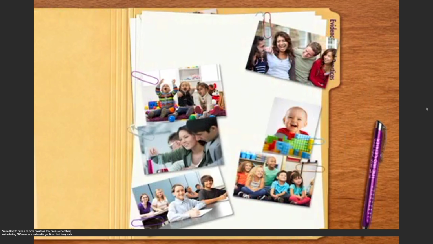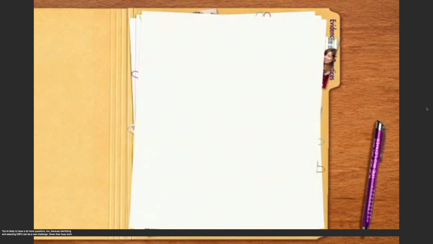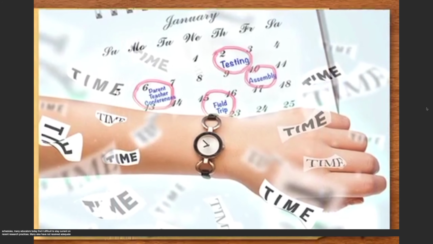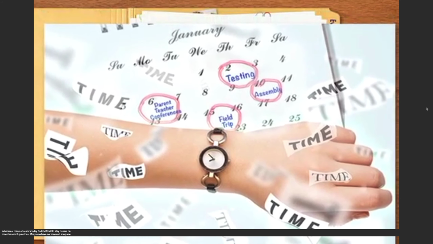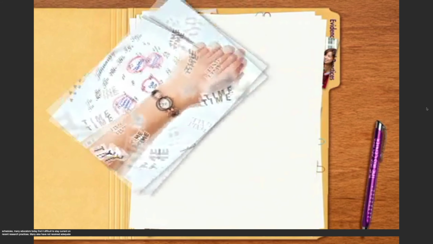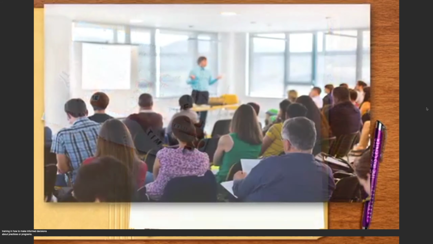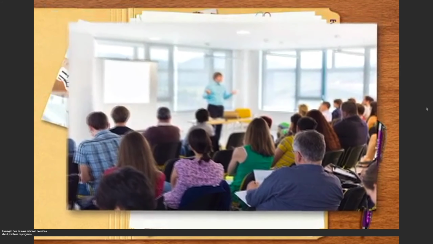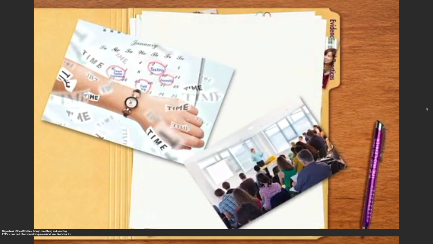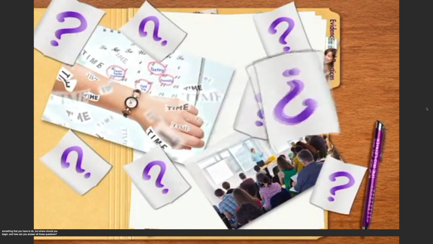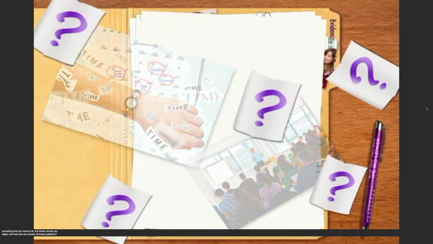You're likely to have a lot more questions too, because identifying and selecting EBPs can be a real challenge. Given their busy work schedules, many educators today find it difficult to stay current on recent research practices. Many also have not received adequate training in how to make informed decisions about practices or programs. Regardless of the difficulties, though, identifying and selecting EBPs is now part of an educator's professional role. You know it is something you have to do, but where should you begin? And how can you answer all those questions?